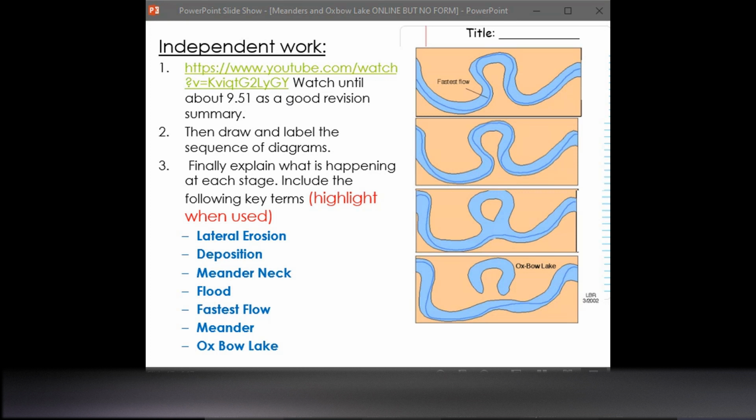Then you've got the diagrams there showing what's going on with the meanders. So I need you to copy them down. So the top one's the first step, the bottom one is the last step. Add some labels on them. You can use these key terms. And write yourself a description. So you will have to watch the video first of all and watch till about the 10-minute point. Then draw the diagrams, label them, and then write your own description.